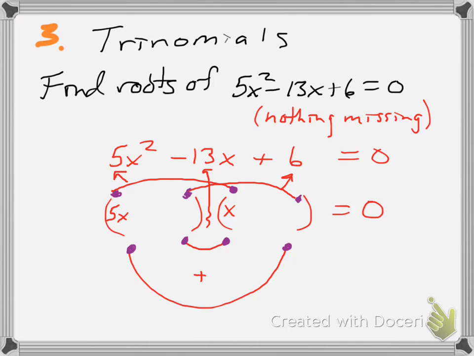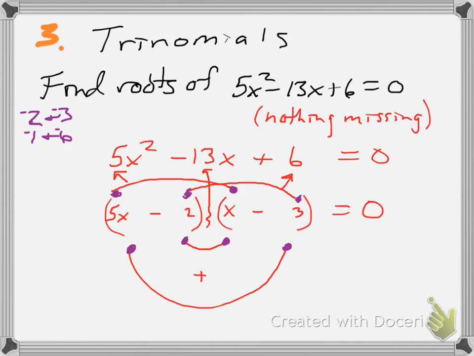Now the middle is negative 13. That means that to get a negative 13 in the middle, both of the numbers are going to have to be negative to get a positive 6 and to get negative 13. Okay, there's my options. So you just plug something in. So you put negative 2 and negative 3. Just plugging something in.